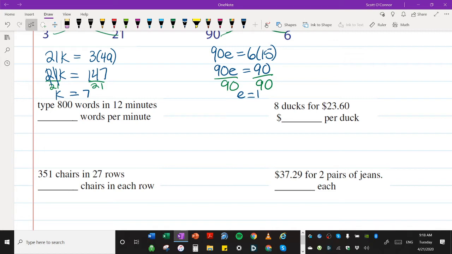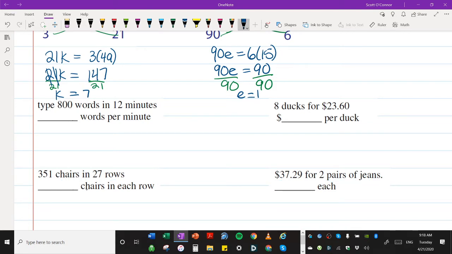So for unit rates, first we should talk about rates. Rates are when you have a comparison of two different things with different units of measurement. We have 800 words in 12 minutes, two different units, words and minutes. Ducks for $23.60, that is ducks and dollars. And chairs and rows, dollars and pairs of jeans. So you can see in each of those examples there are different units. That's what makes them rates.